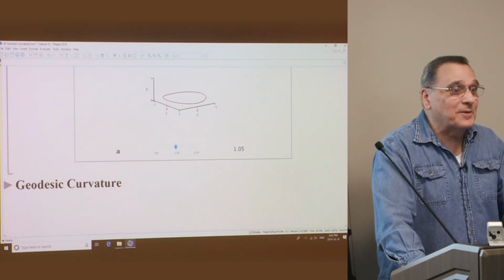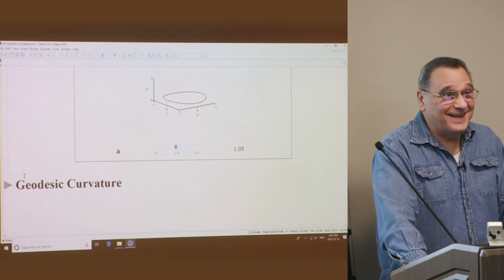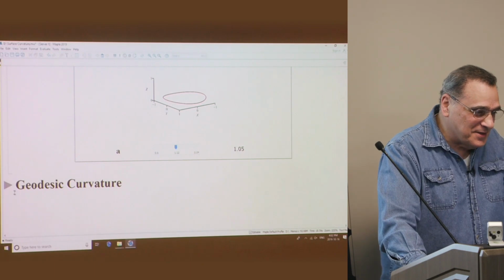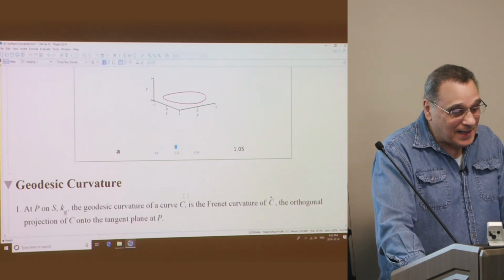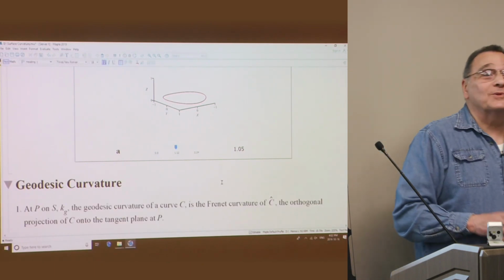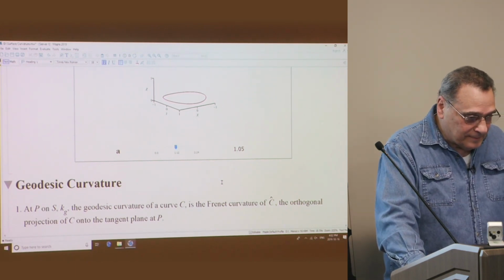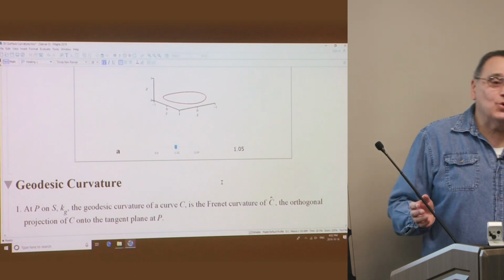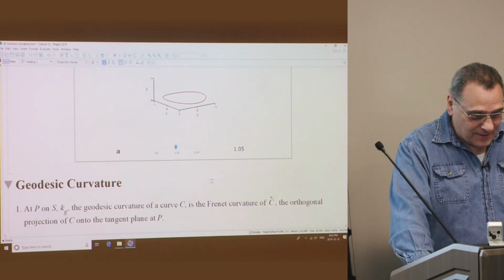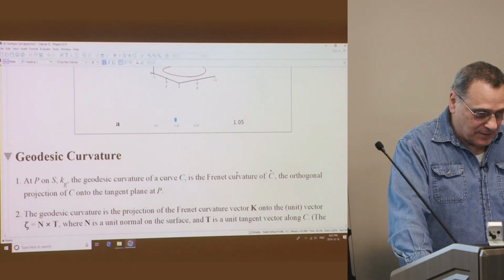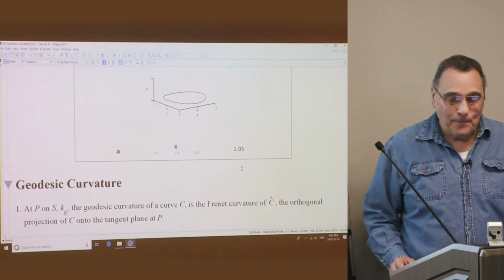So the last thing I want to tell you about is geodesic curvature. I told you there's a million kinds of curvatures. So I'm going to talk about geodesic curvature. There are two ways to talk about it, two definitions. And here are the two definitions. So look at the first one.